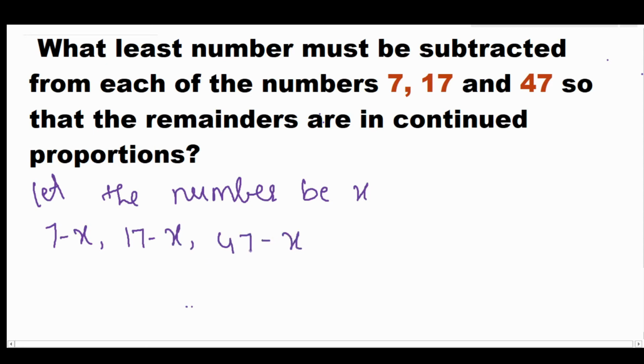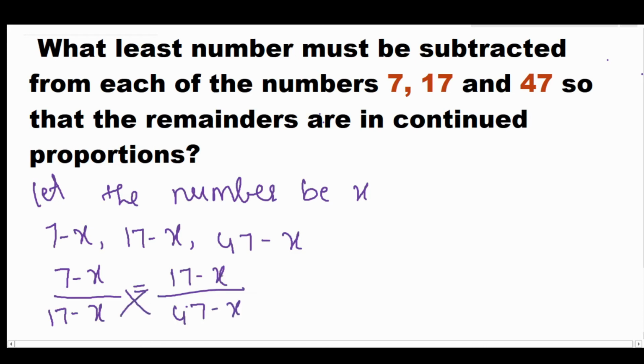In the question, they have specified the remainders will be in continued proportion. If they are in continued proportion, I can write a by b is equal to b by c. Let's cross multiply the terms. On cross multiplying, I get 7 minus x into 47 minus x, that is equal to 17 minus x the whole square.